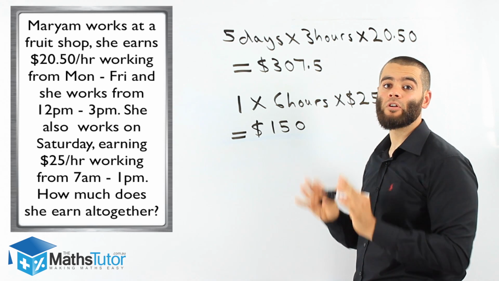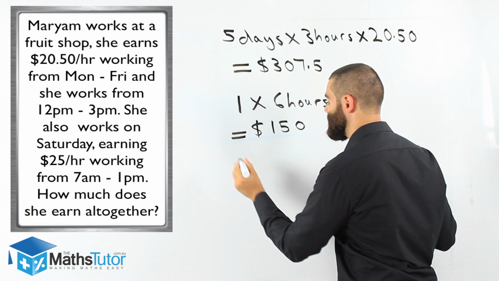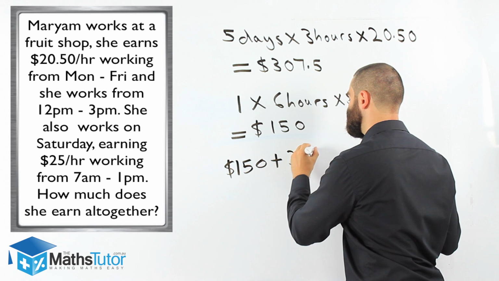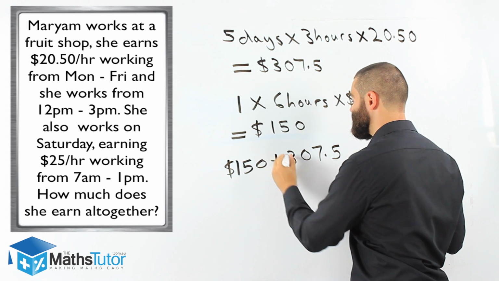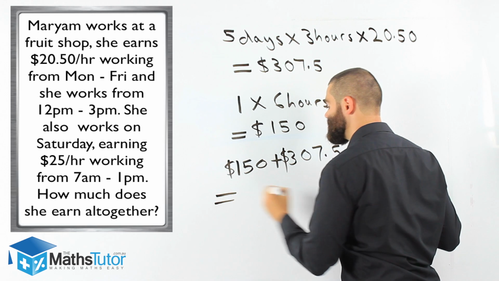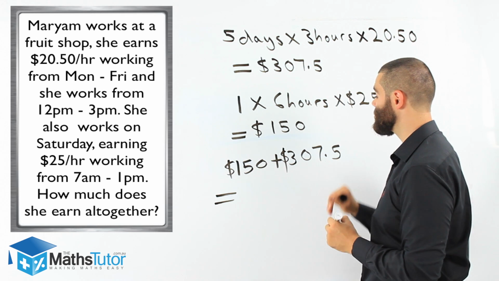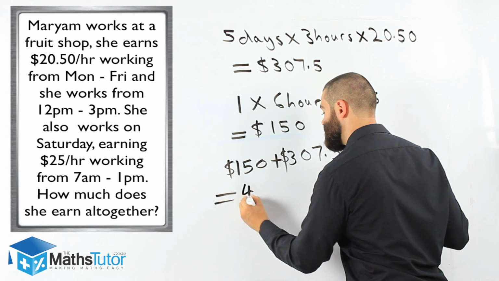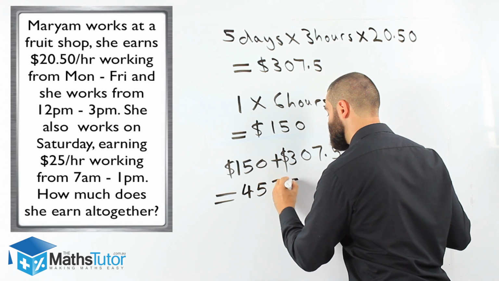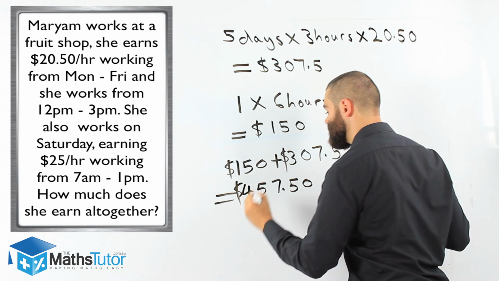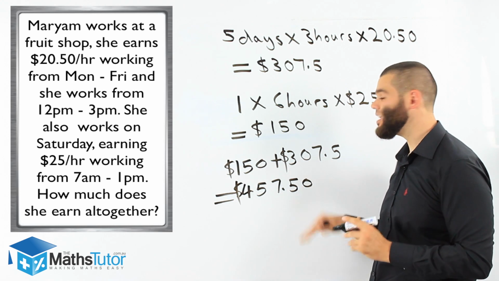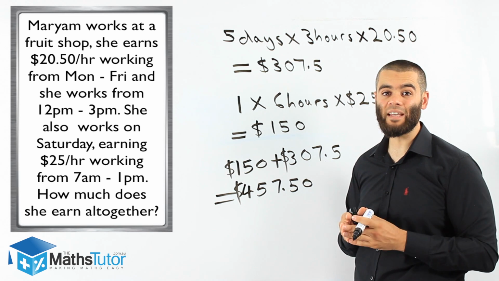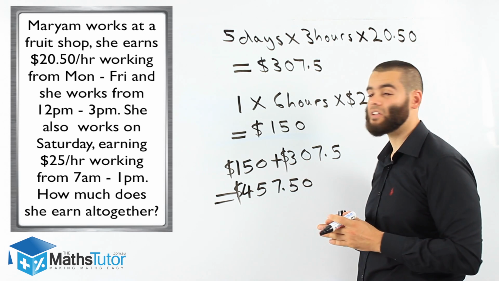Well, what now? We want to know the total week. What do we do? We add them up. 150 plus $307.50. How much is her total? Well, you can grab your calculator. We can do it straight away. 150 plus $307.50 is $457.50. That's in dollars, of course. So $457.50, that's how much she earns every week. She works on weekdays and she works on the weekend. Total, she earns $457.50.